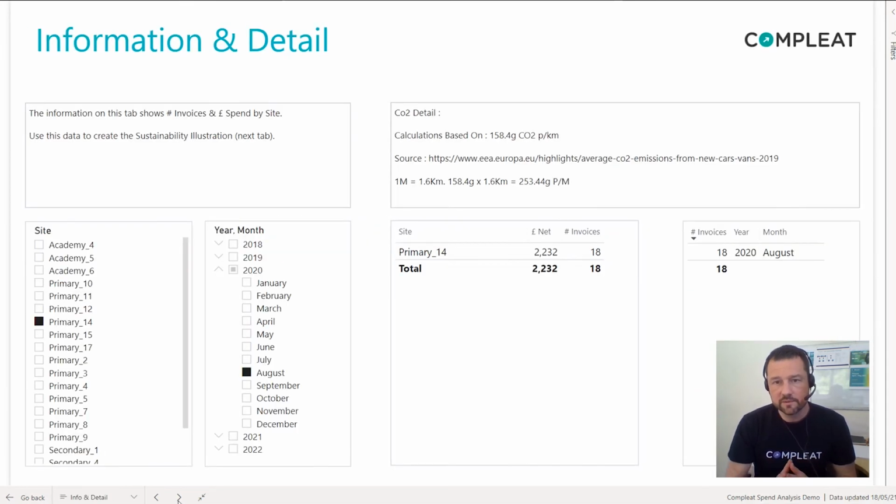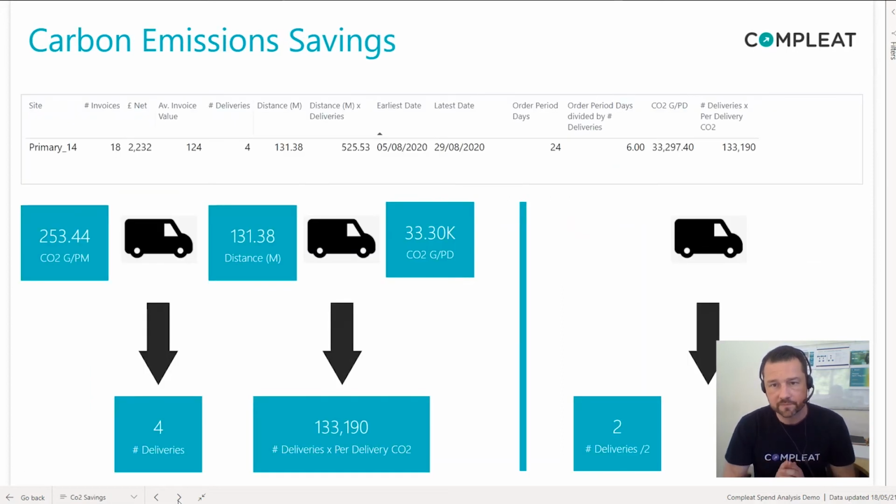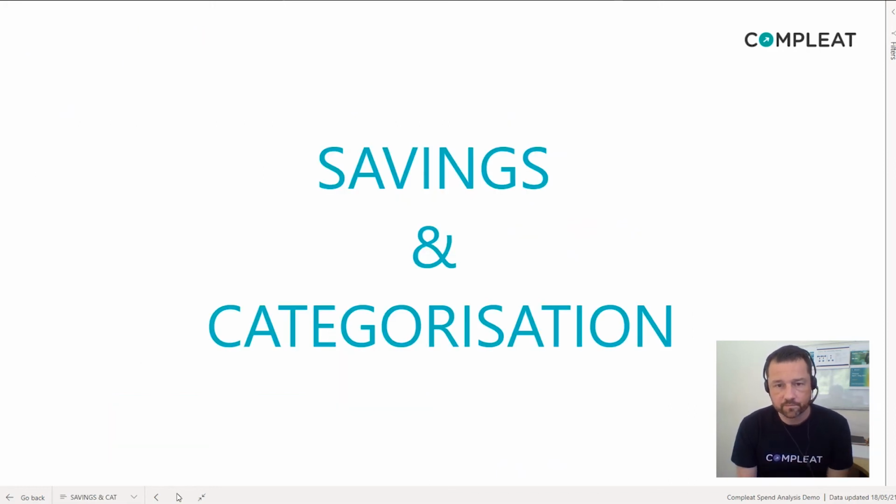Sustainability. Sustainable reporting tracks the average carbon emissions of a standard delivery transport van and the mileage between the delivery location and the main delivery hub of that supplier. Using this data, we can then measure the number of deliveries from the site from the supplier per month and show the carbon emission savings that could be achieved if the number of deliveries to that site were halved. This is therefore educating end users to place larger orders less frequently, and also the Compleat P2P system can be used to batch orders to help that process.